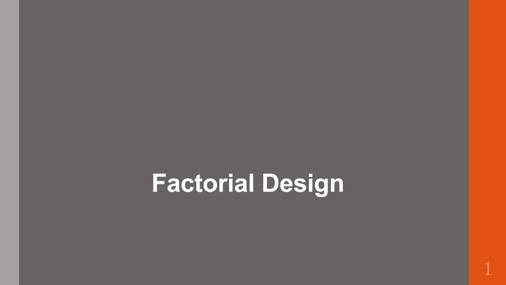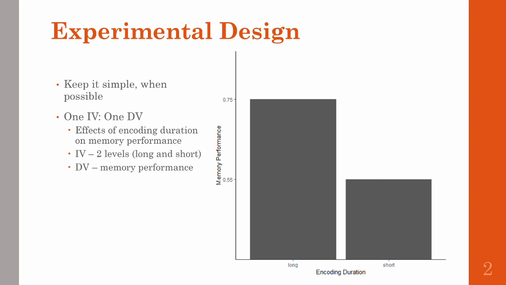In this video, we'll talk about factorial designs. In experimental designs, I tend to keep things as simple as possible. The simplest type of design is one that has one dependent variable and one independent variable. So we might study the effects of encoding duration on memory performance.